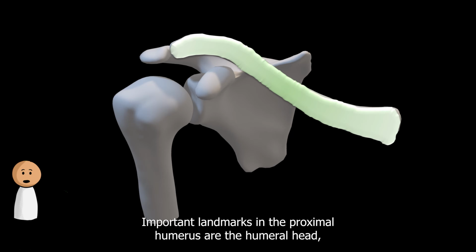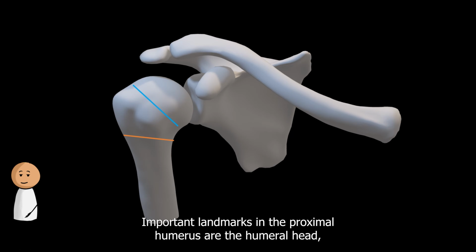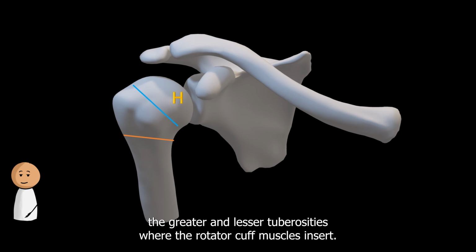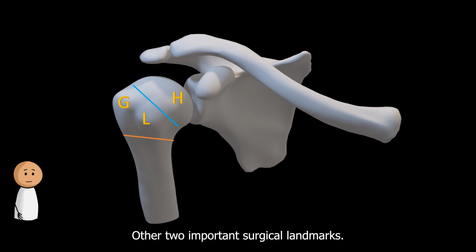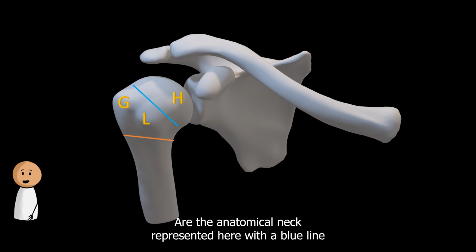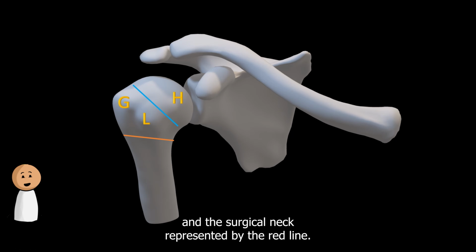Important landmarks in the proximal humerus are the humeral head, the greater and lesser tuberosities, where the rotator cuff muscles insert. Other two important surgical landmarks are the anatomical neck, represented here with a blue line, and the surgical neck, represented by the red line.